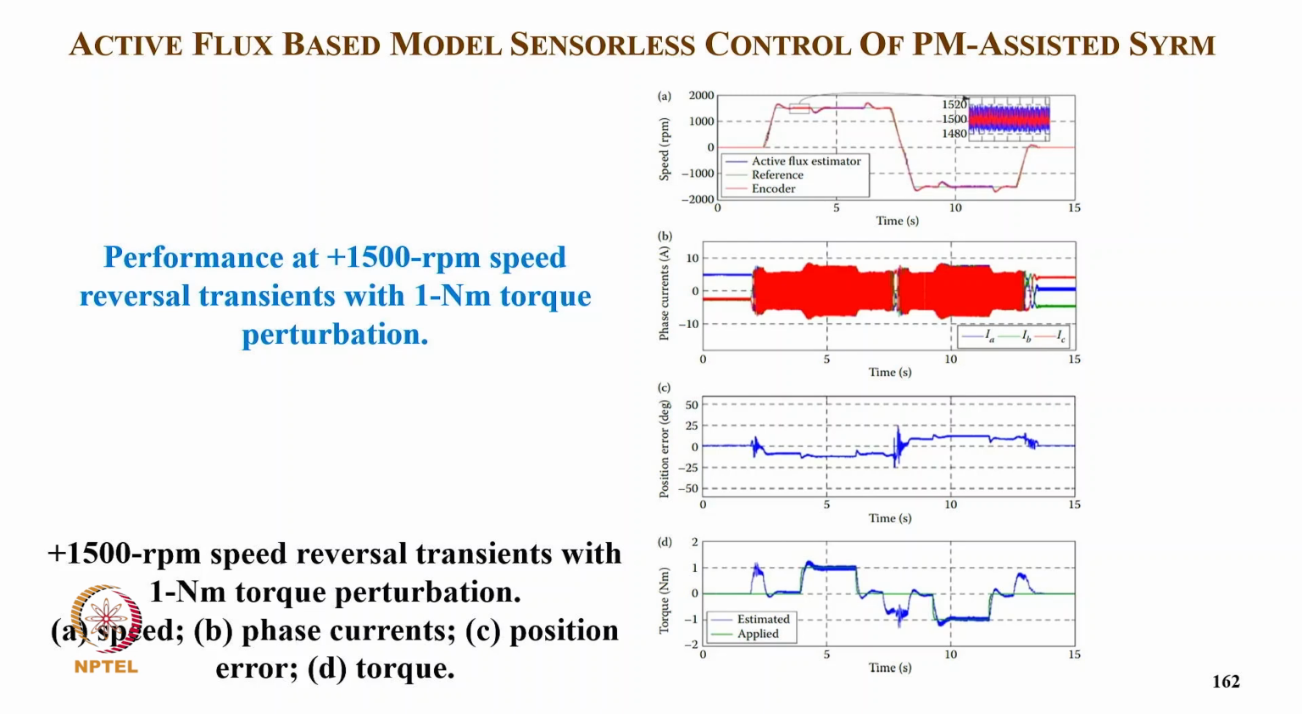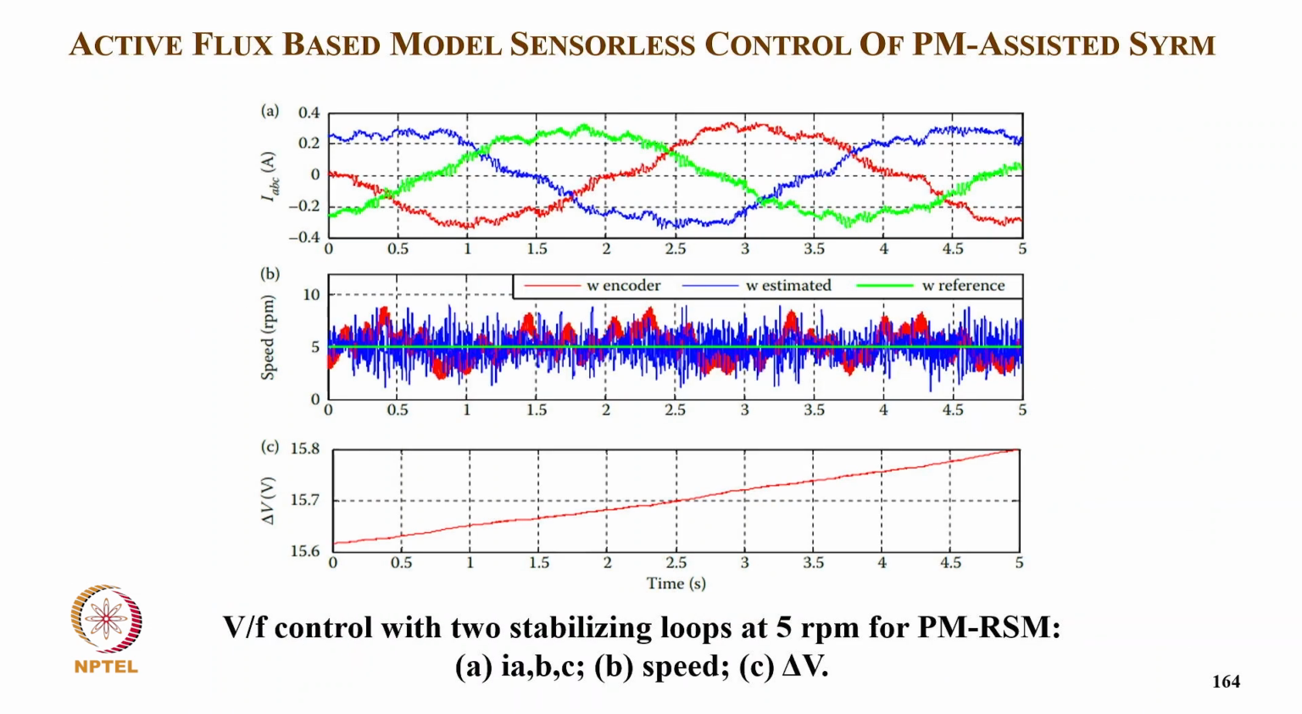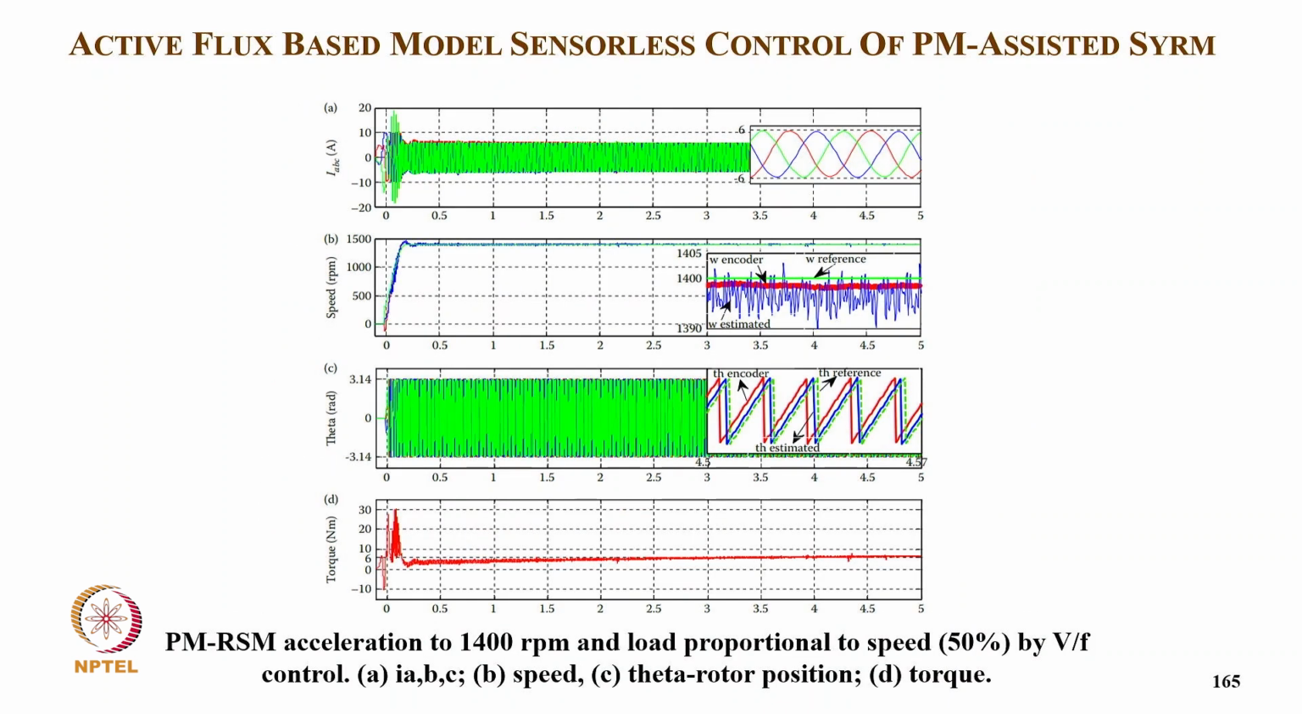And this is the performance at 1500 RPM speed reversal transient with 1 Newton meter torque perturbation, how it looks, with the speed, phase currents, position error and torque. And this is the performance at 3000 RPM speed reversal transient, as you can see, plus and minus 3000 speed reversal, and speed, position error, and torque. And this is the V/F control to stabilize at 5 RPM, for IABC, speed and delta V.